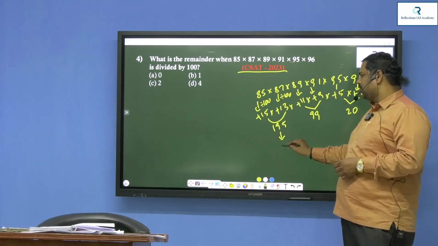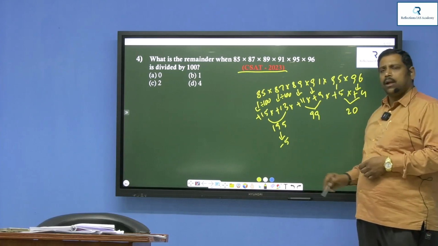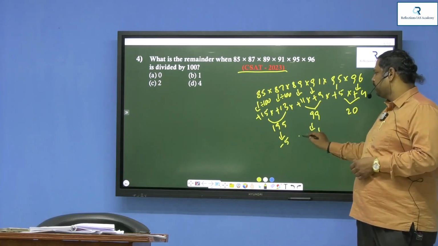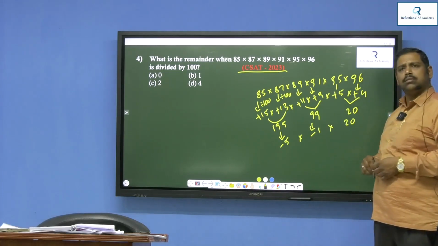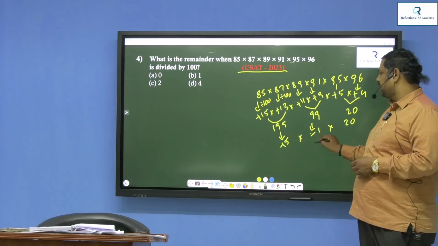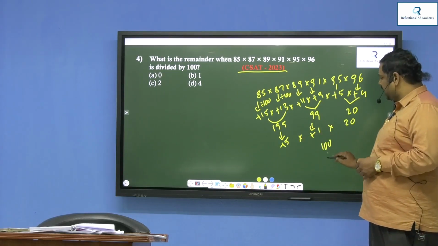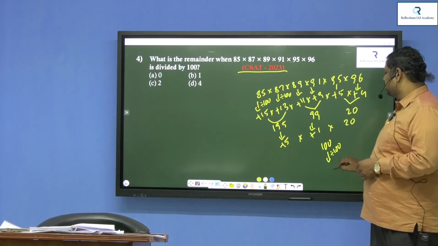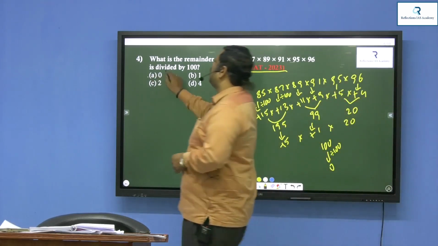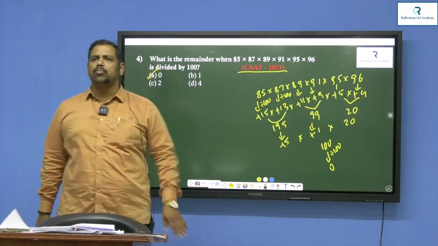So here you will get minus 5, right? Here you will get minus 1, right? And this I can continue as this. Minus into minus is plus again. So how much you got? 100. Again by 100. What is the remainder you got? Means I am not at all going with any logical concept, but the answer is 0.